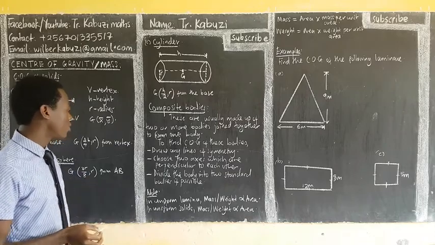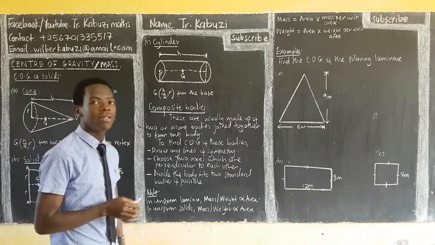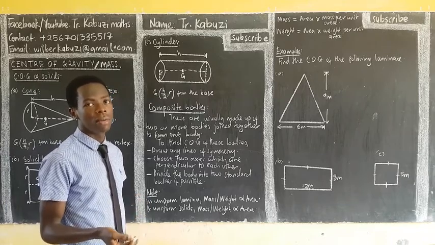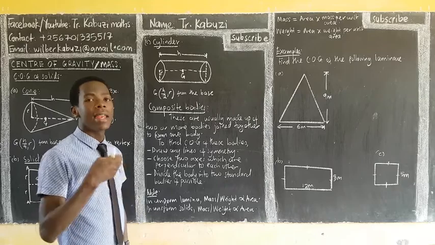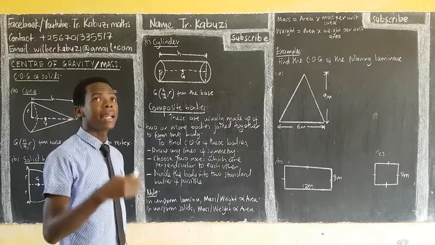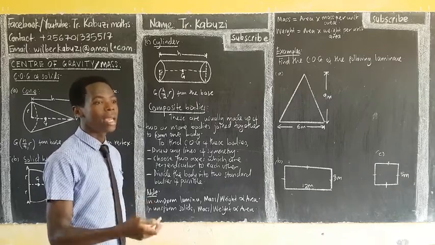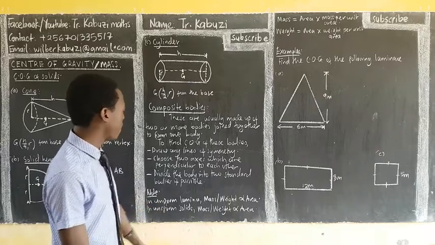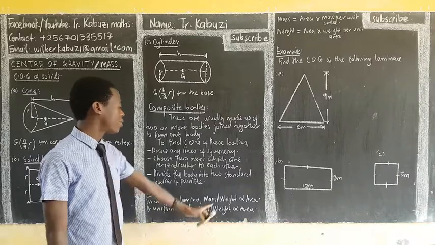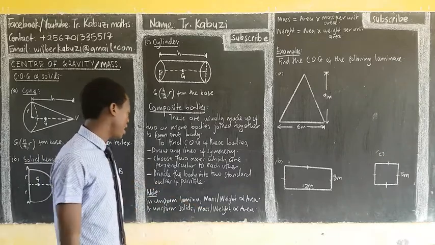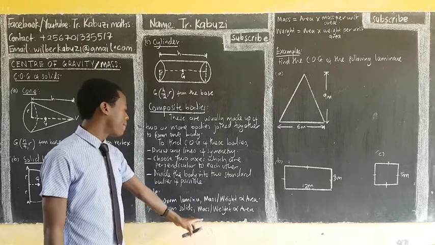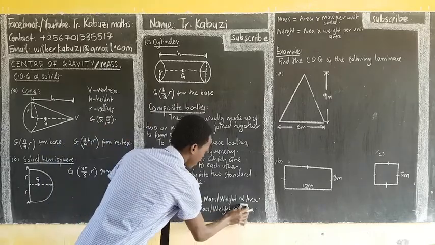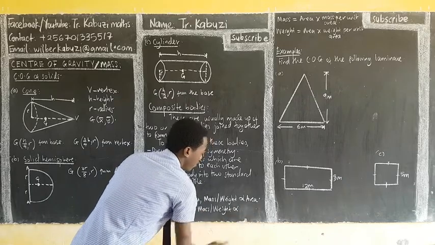Divide the body into two standard bodies. Now, if you join, say, a triangle and a rectangle, you can divide that into two bodies. Standard bodies means you are able to see that this is a triangle, this is a rectangle, this is a square, and so on. Note, in uniform laminar, mass or weight is proportional to the area, and in uniform solids, mass or weight is proportional to the volume, not area. Volume.